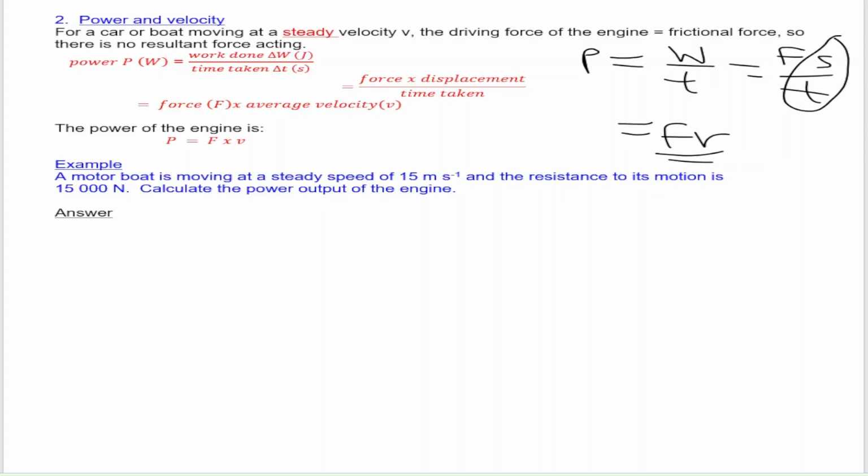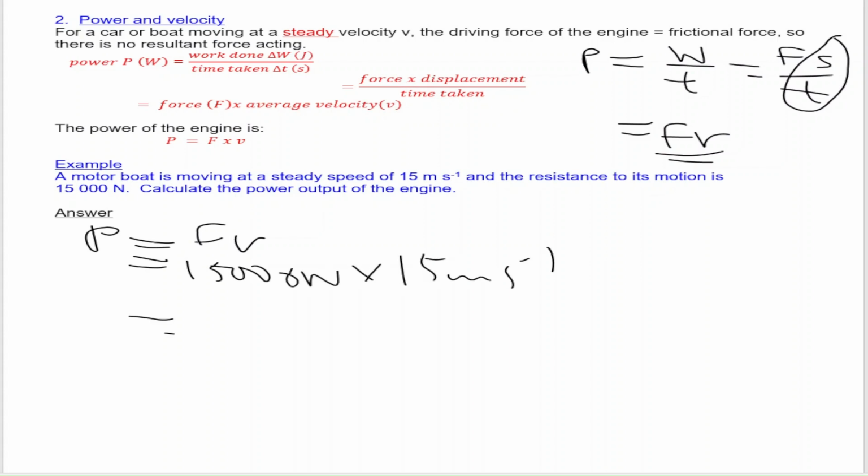Then I'm going to end the video with this example. The motorboat is moving at a steady speed of 15 meters per second and resistance to motion is 15,000 newtons. Calculate the power output of the engine. So power output is just equal to force times velocity. The force is 15,000 newtons and the velocity is 15 meters per second. So if you do the maths there, you should get 225,000 watts.